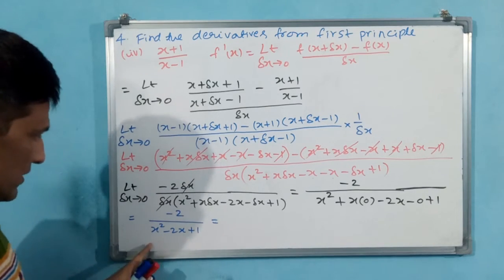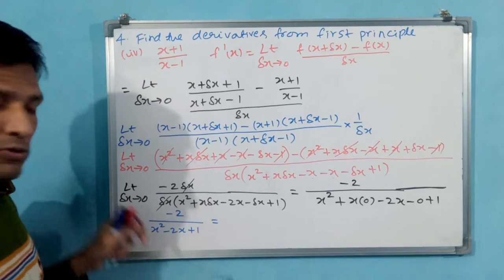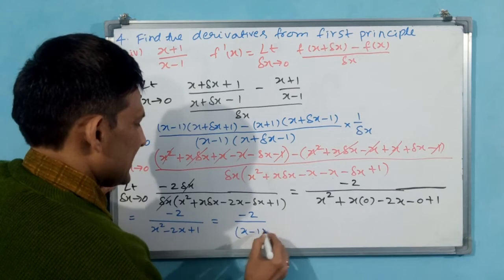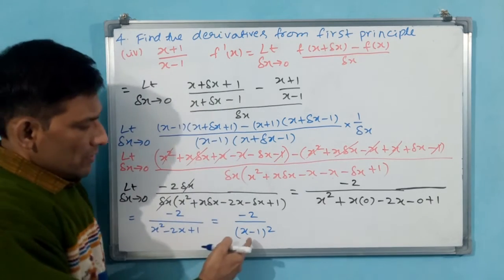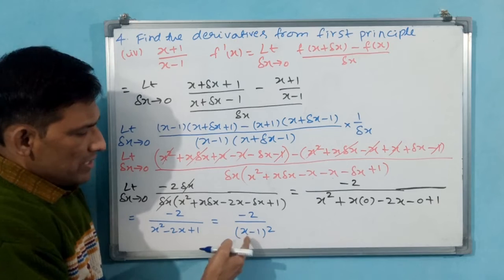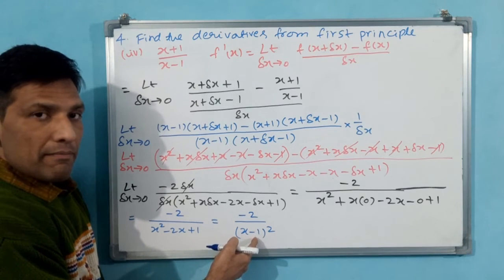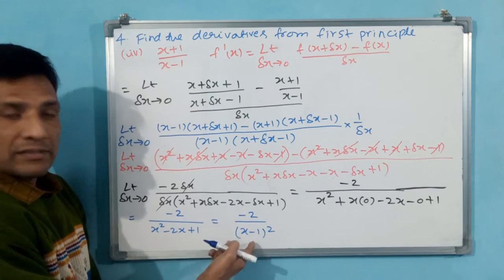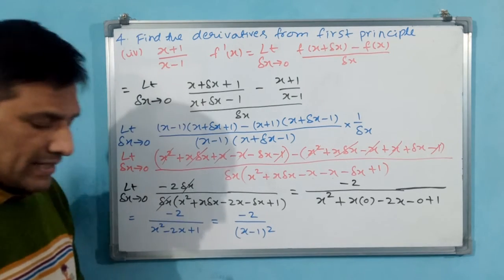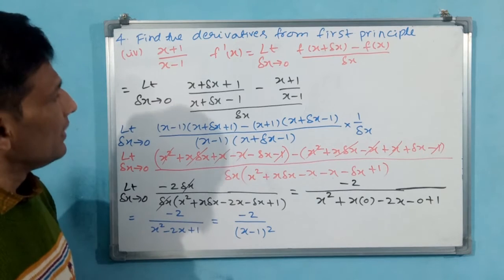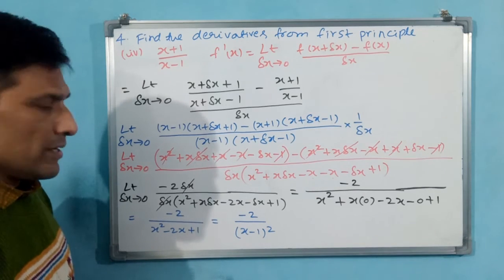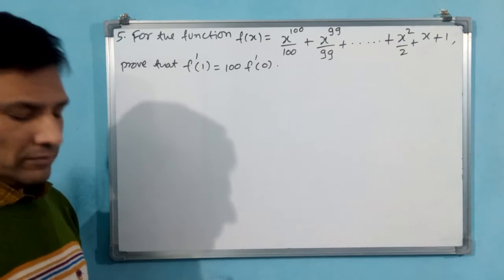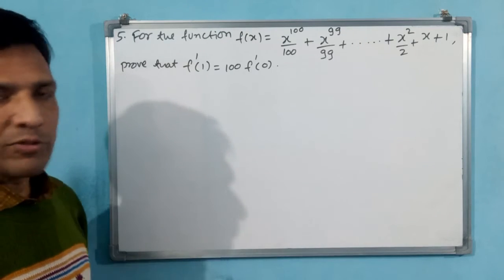Okay. See, this you can write as x minus 1 whole square. A square plus b square minus 2ab: x square plus 1 minus 2x. x square plus 1 minus 2x. Okay. This will be your answer. Take this. We go for the 5th question. Okay. Let us see the 5th question. And this will be the last question for this class.